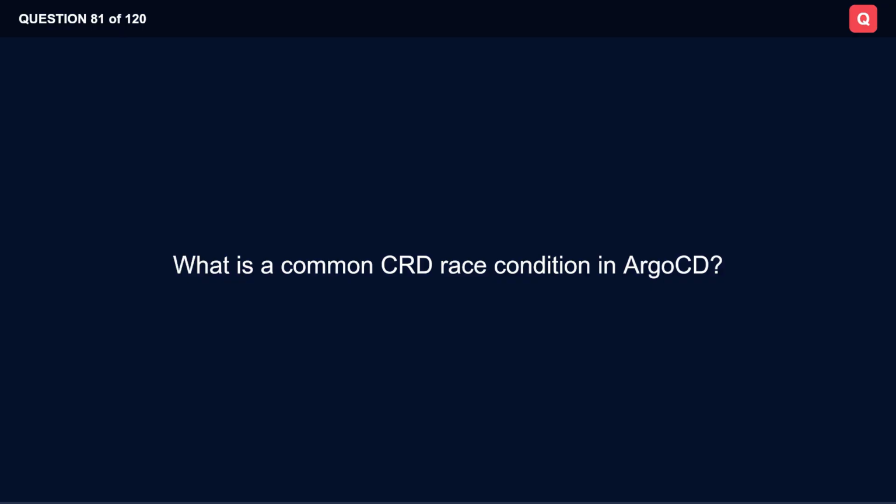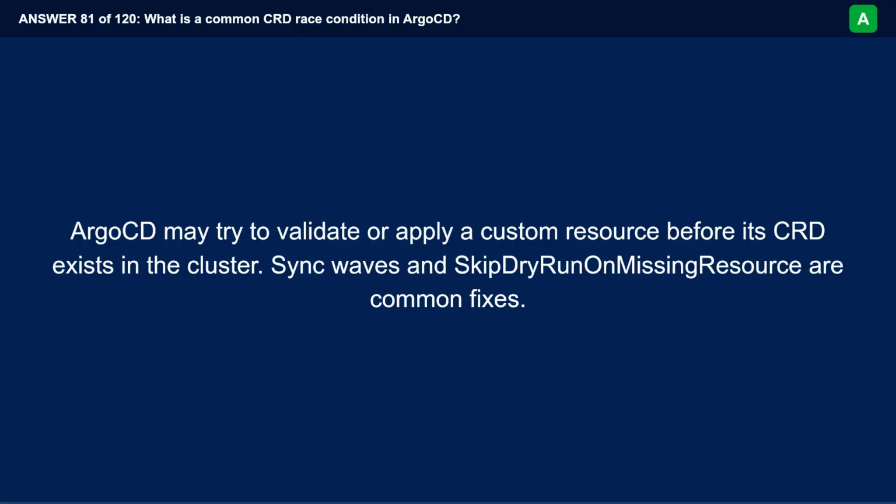What is a common CRD race condition in ArgoCD? ArgoCD may try to validate or apply a custom resource before its CRD exists in the cluster. Sync waves and skip dry run on missing resource are common fixes.